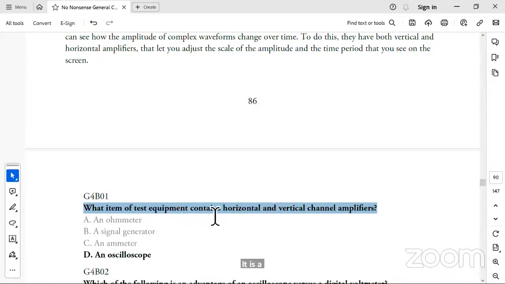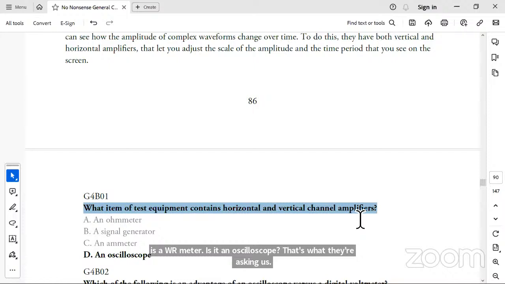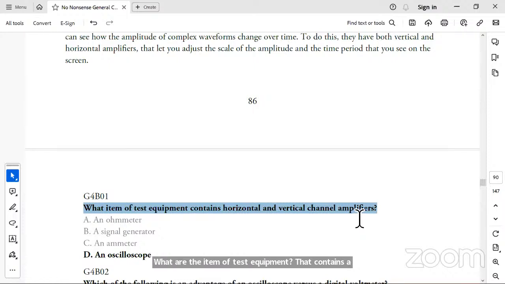What item of test equipment contains horizontal and vertical channel amplifiers? Remember, the one that has that display, the time domain, it shows the vertical and horizontal axes. So therefore, the amplifiers that take the signal in and display it are part of an instrument called an oscilloscope.